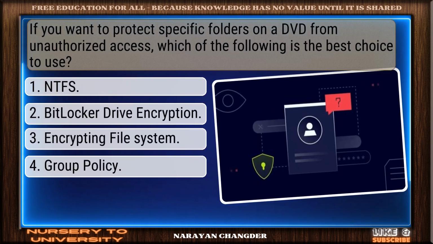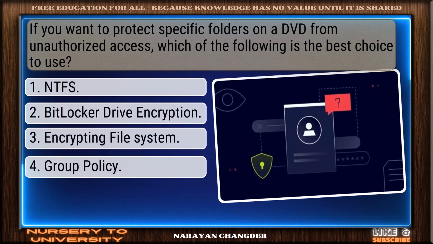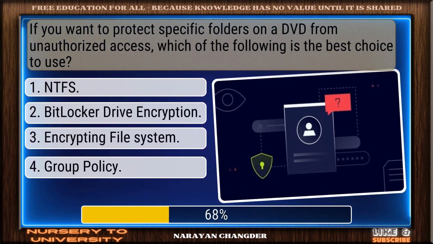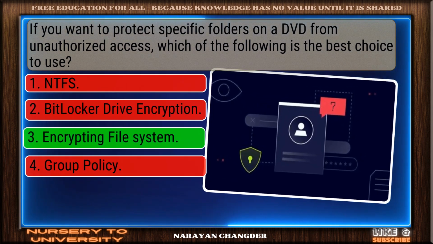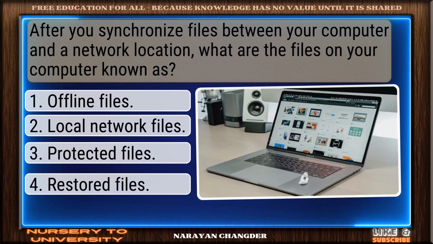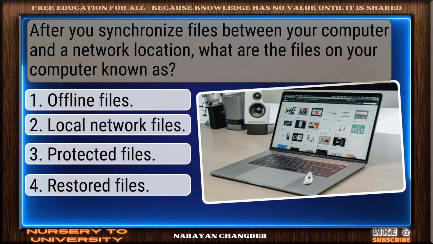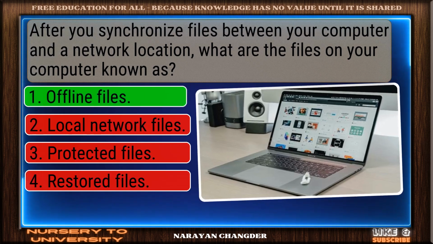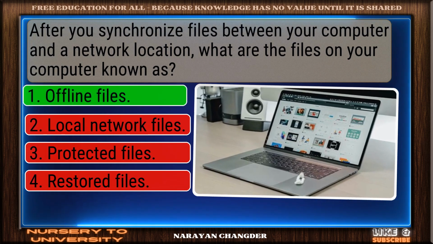If you want to protect specific folders on a DVD from unauthorized access, which of the following is the best choice to use? Strong choice. Encrypting file system is the right answer. After you synchronize files between your computer and a network location, what are the files on your computer known as? Great job. Offline files is the accurate answer.